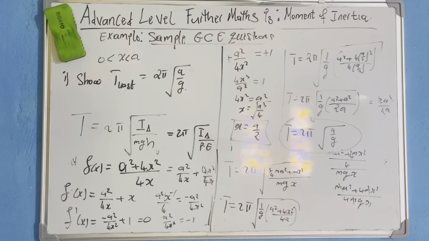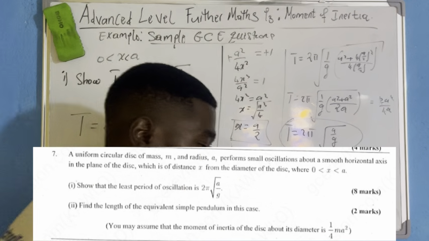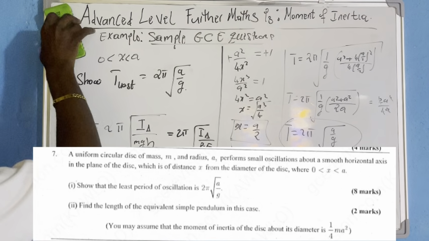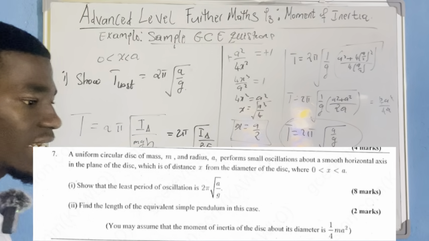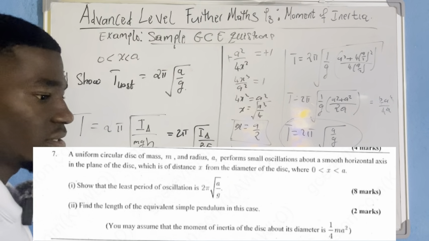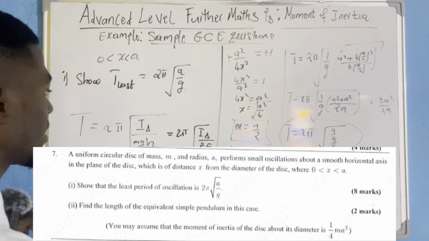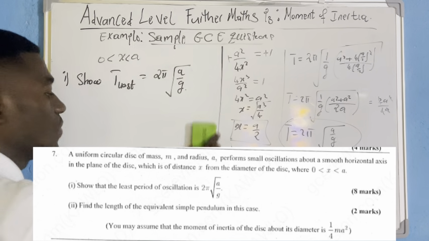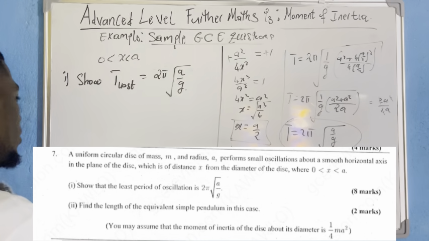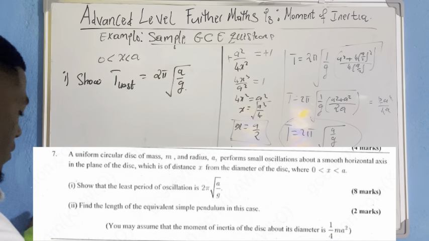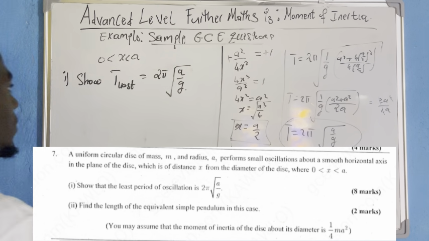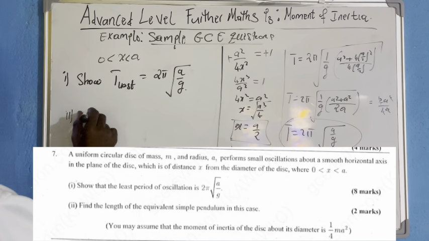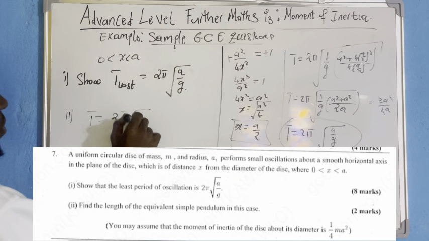Nothing difficult there, students. So that is it about Roman 1 of our question. Now Roman 2: they are asking us to find the length of the equivalent simple pendulum in this case. Very simple here. For a simple pendulum, I told you that the period is simply equal to what? Period of a simple pendulum is 2 pi square root of L on g.